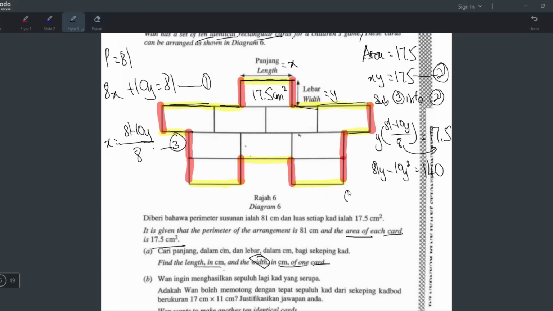So what I will do is I will arrange everything on the right side, because I want the a to be positive. So negative 10 goes over, becoming positive 10y square, and then 81y goes there, becoming minus 81y, and then plus 140. Yeah, if I do it like that, my a will be positive.